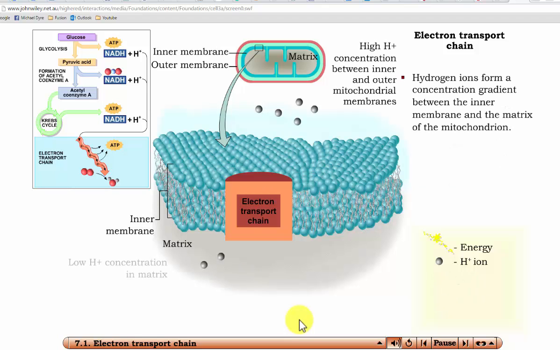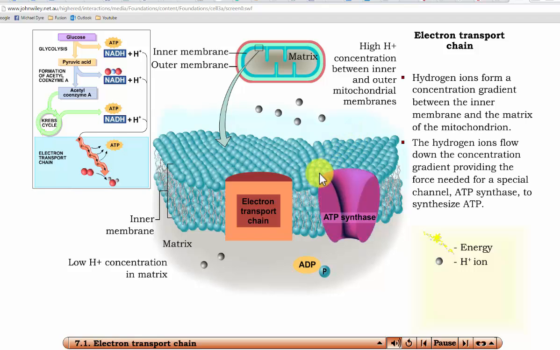Hydrogen ions are accumulated and form a concentration gradient between the inner membrane and the matrix of the mitochondrion. The concentration of hydrogen ions provides the force to produce ATP molecules. As the hydrogen ions diffuse down their gradient across the membrane, they pass through a protein that synthesizes ATP. This process of producing ATP using the movement of the hydrogen ion gradient is known as chemiosmosis.